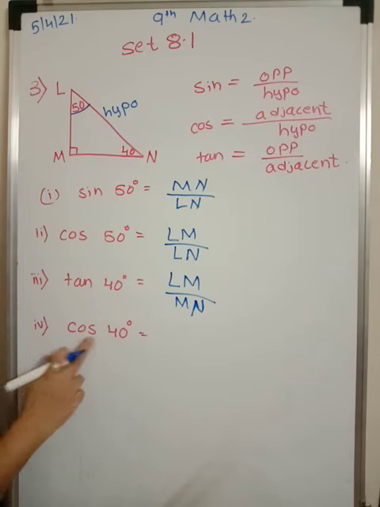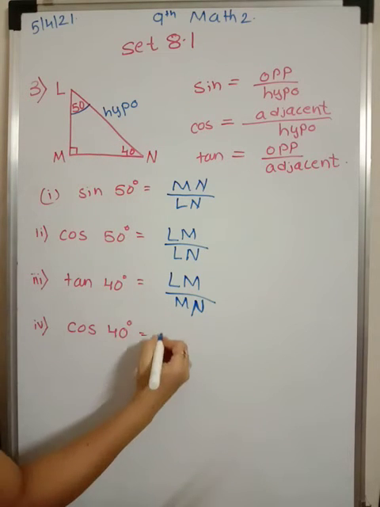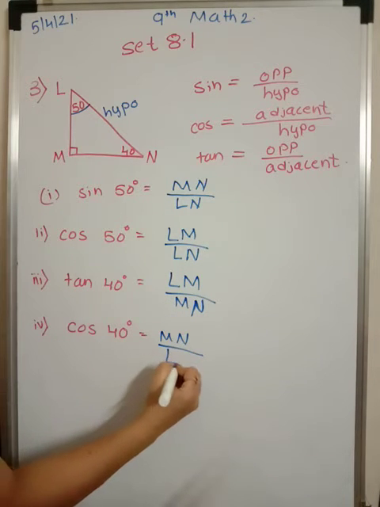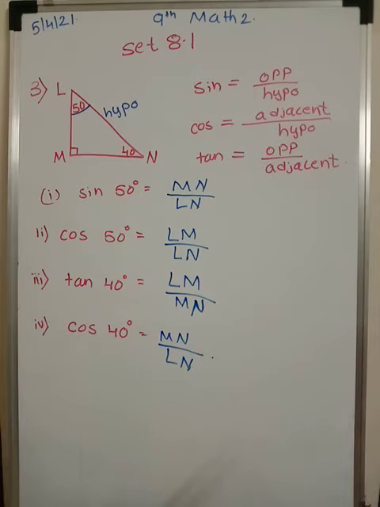Now we have cos of 40. Where is 40 here? Cos is adjacent, so MN upon hypotenuse LN. Done. Very easy, no? Once you understand the concept, it's very scoring also. So please take down each problem in your notebook very neatly. Try to do it on your own and then cross-check with this video. Now let us go for the fourth problem.